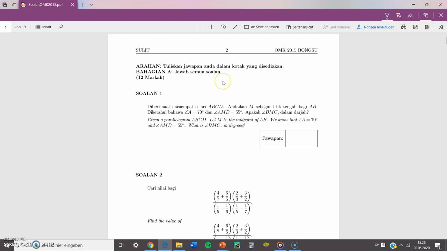Okay. Soalan 1. Just read the English part, because the Malay part, I want to reach out to a further audience. Given a parallelogram ABCD, let M be the midpoint of AB. We know that angle A is 70 degrees and angle AMD is 55 degrees. So what is BMC in degrees? Give me a moment. I'll be drawing the picture out and listing some geometrical facts.